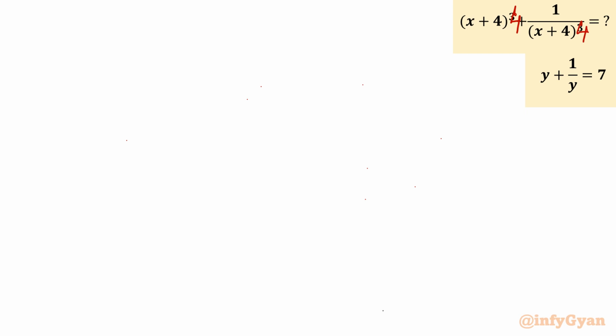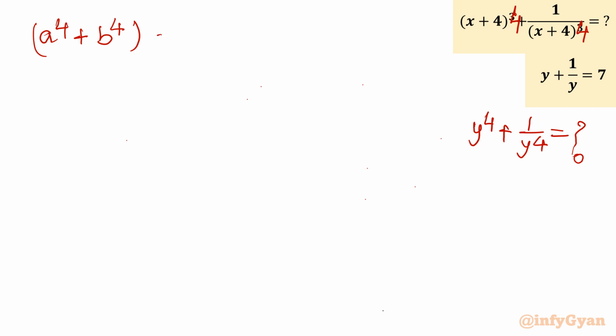One identity will come into the picture. That is y power 4 plus 1 over y power 4. This is what we have to find out in this case. So let me write here a power 4 plus b power 4. That algebraic identity is (a square plus b square) whole square, which is a power 4 plus b power 4 plus 2a square b square. So to counter that 2a square b square, I will take away 2a square b square.